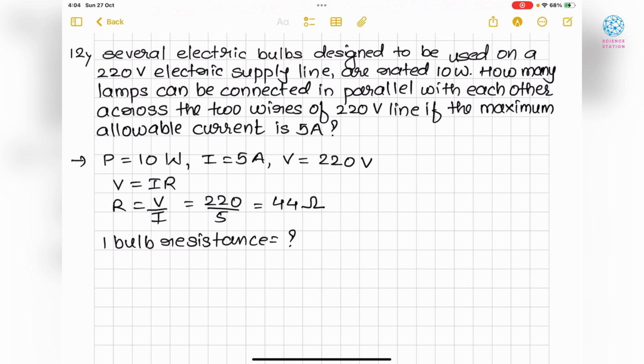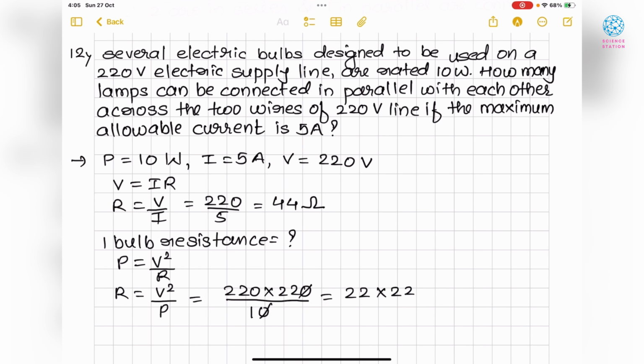So now one bulb resistance I have to find. So P equal to V square upon R. So R will be equal to V square upon P. So that will be 220 into 220 upon 10. So that is coming as 22 into 220. So 4840 ohms.